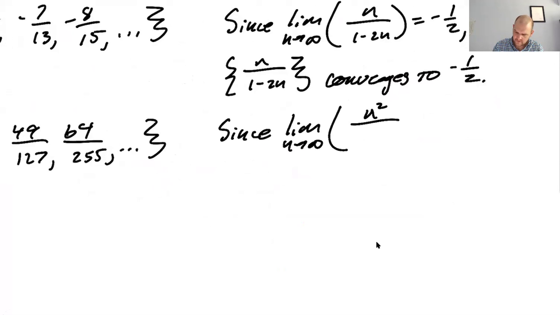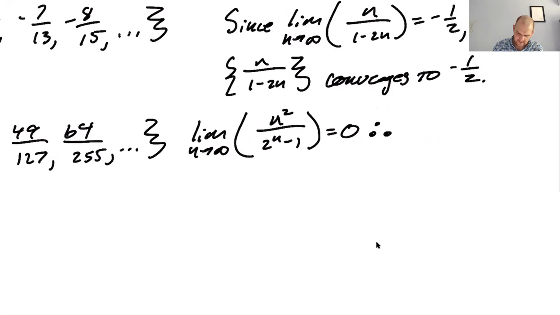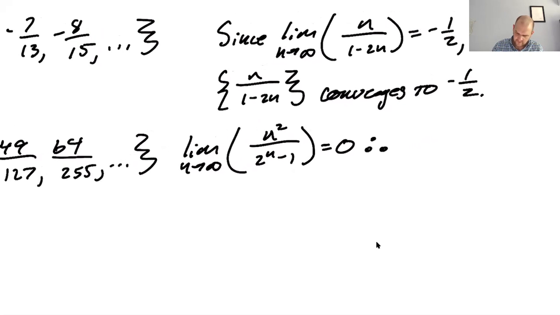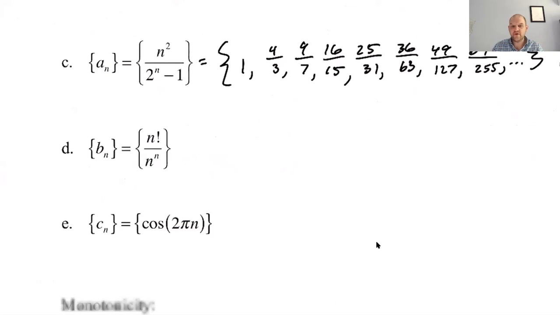The limit of n squared over 2 to the n minus 1 is 0. Therefore, yeah, let's get rid of since and just say therefore. Let's move this. Trying to save a little bit of space. I don't think I'm going to fit it though. Well, we'll see. Therefore, n squared over 2 to the n minus 1 converges to 0. I don't know. It's a little better. Very little better.